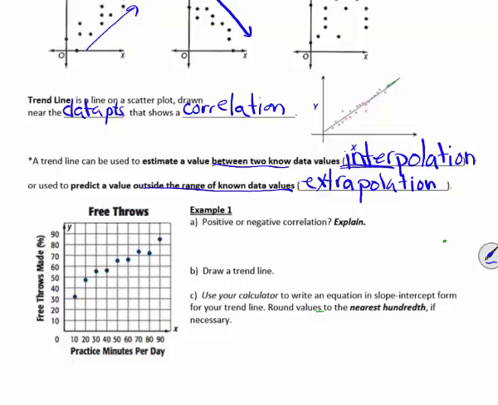All right, let's take a look at some examples. We have how many minutes we were practicing and how many free throws were made, as a percent. First of all, I want to know, does this look like a positive or a negative? They're going up, so that's going to be a positive. Our graph is increasing.